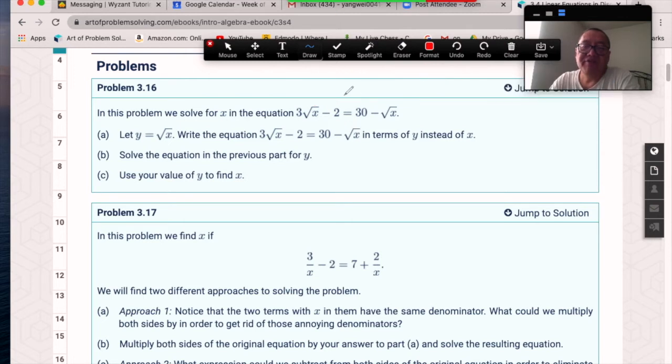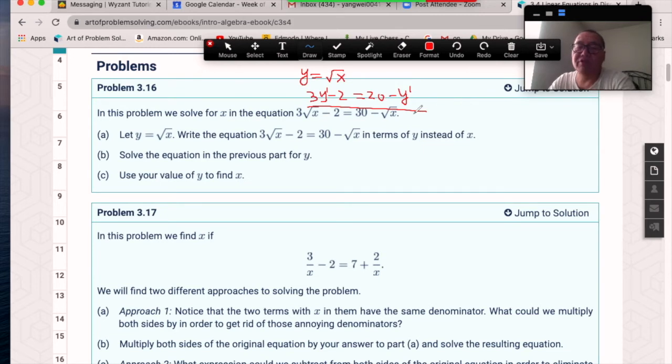But if we use another variable, suppose we use y, let's set y equals root x. Then we plug this y in to replace root x. Then we get 3 times y minus 2 equals 30 minus y. Now you see the power of y is 1. Always the variable in this equation, y, has exponent equal to 1. So that means this equation is a linear equation, and also very easy to solve.